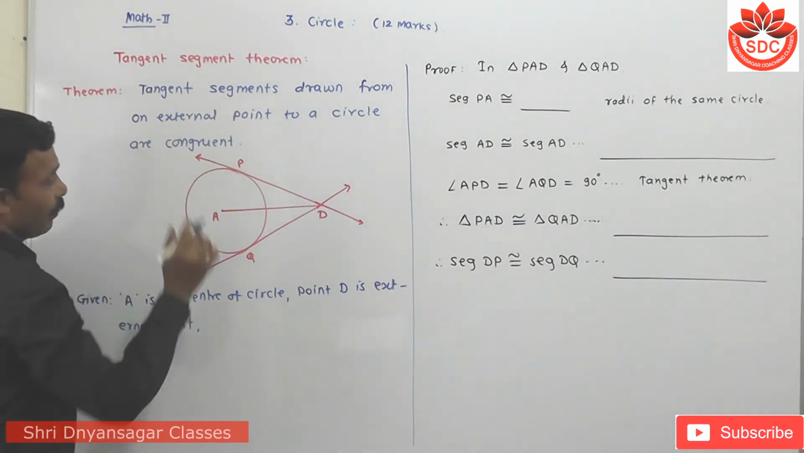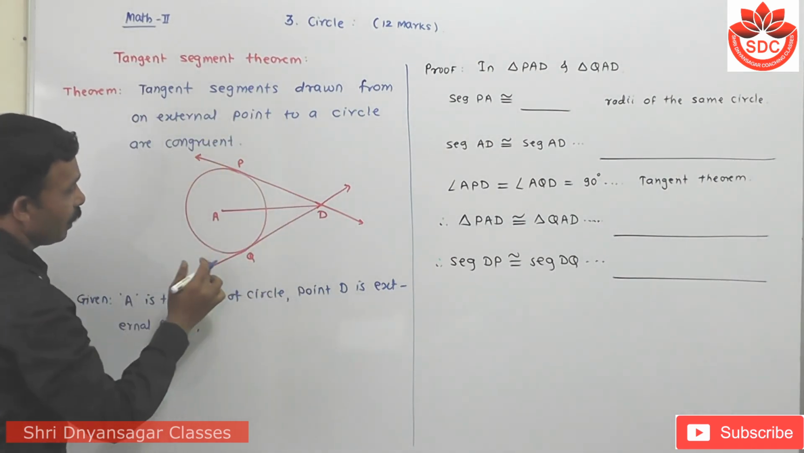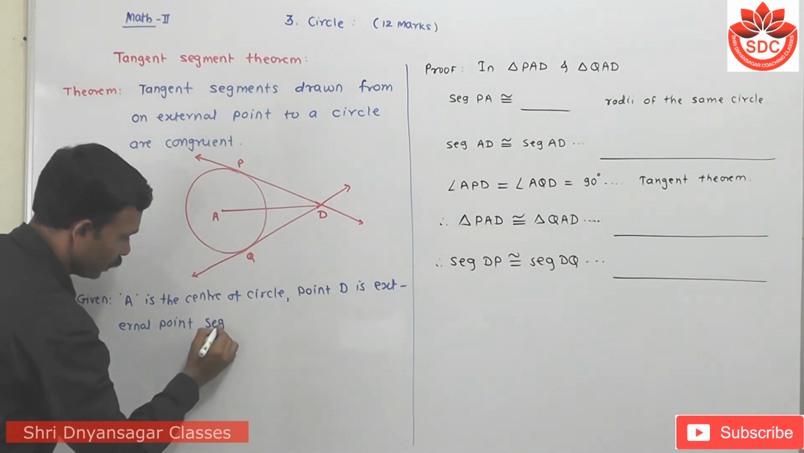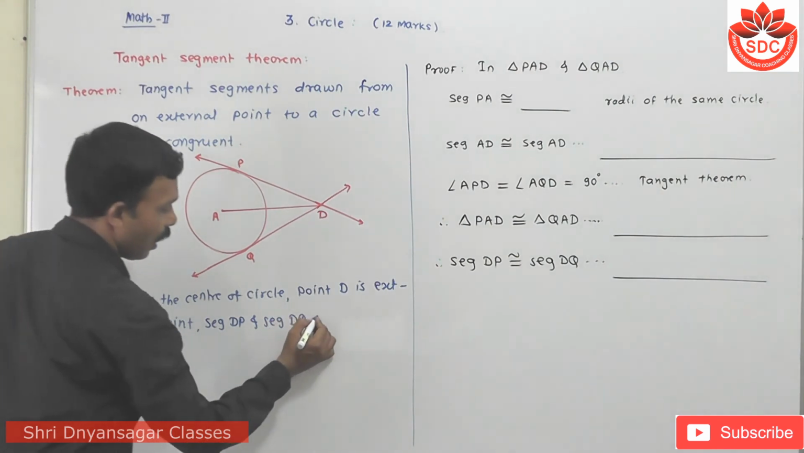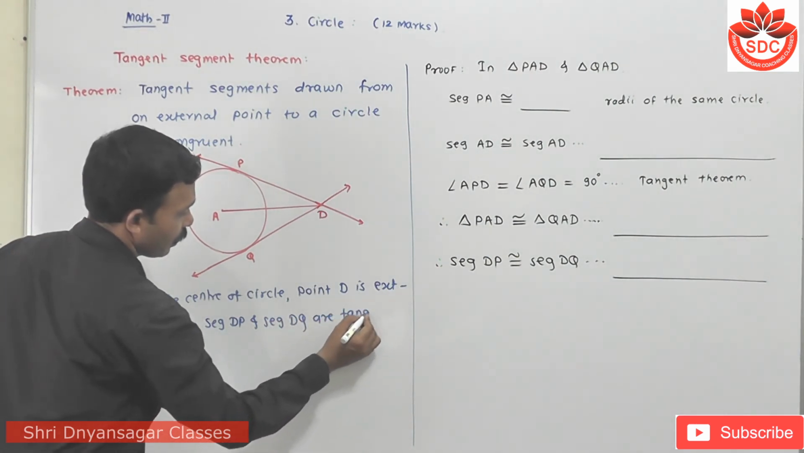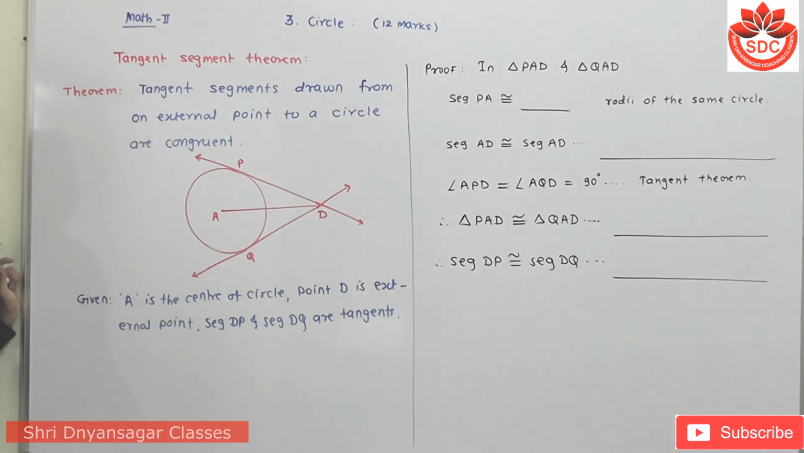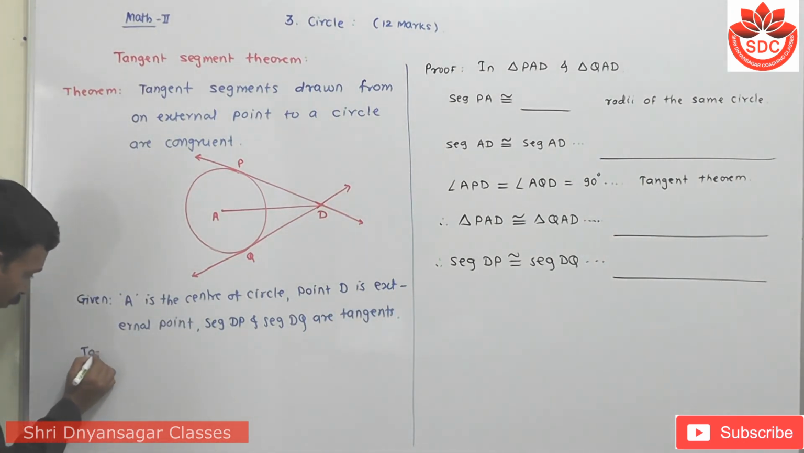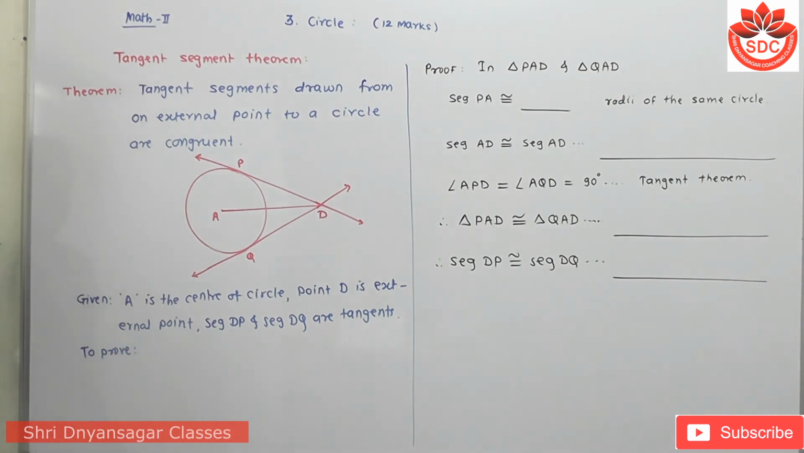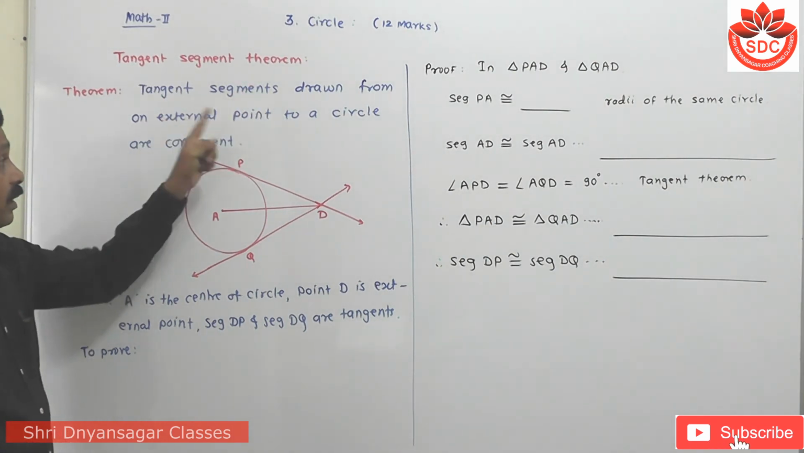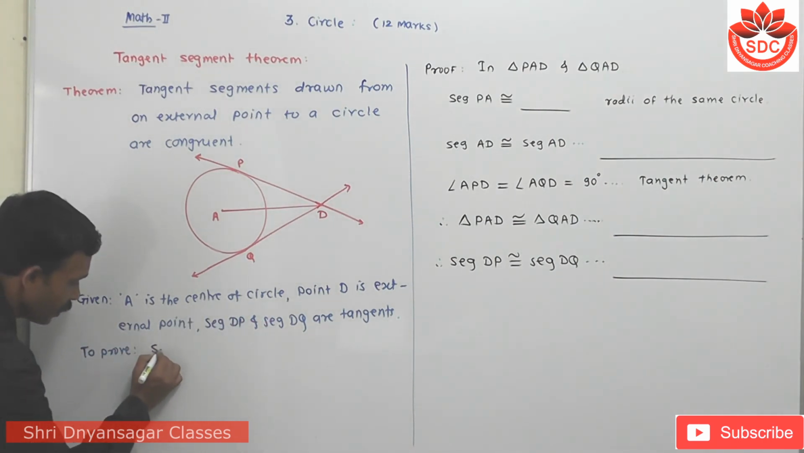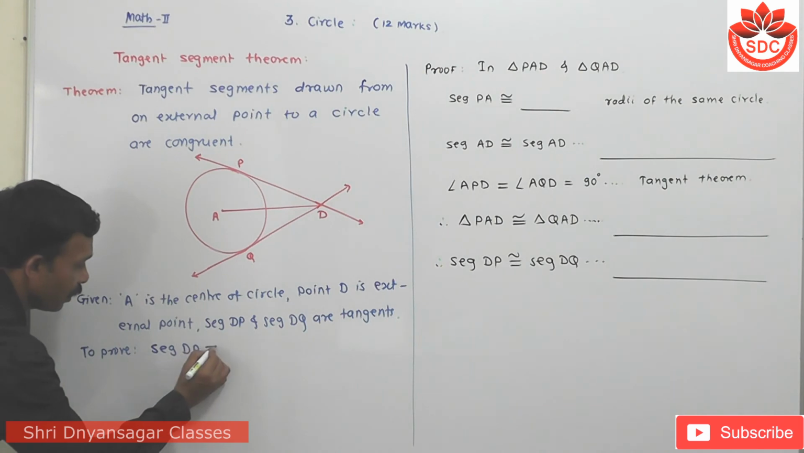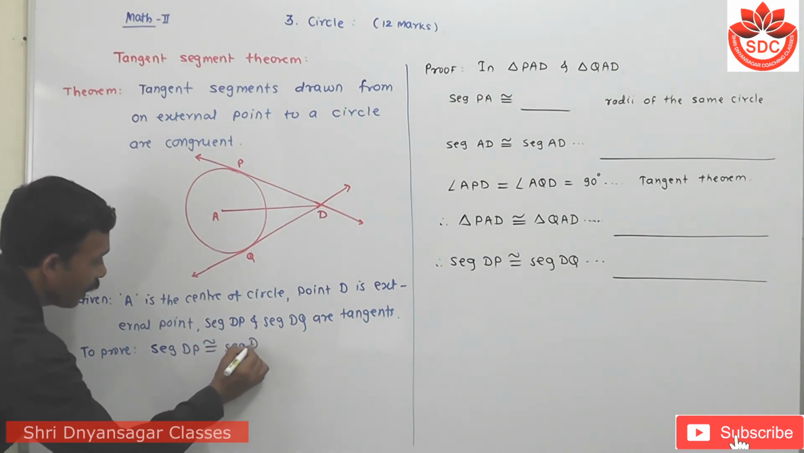Suppose from external point D, segment DP and segment DQ are tangents. Then to prove: the tangent segments drawn from an external point are congruent, meaning these two segments are congruent. So to prove is segment DP is congruent with segment DQ.